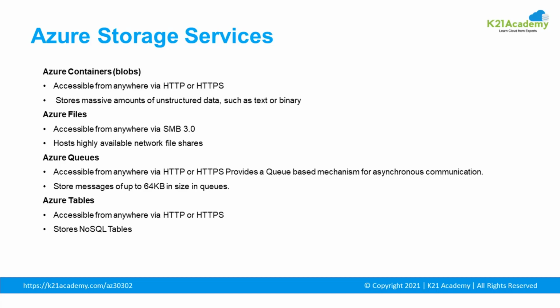Alright, so to talk about queue storage, the queue service is used to store and retrieve messages. Queue messages can be up to 64 KB in size, and a queue can contain millions of messages. Queues are generally used to store a list of messages and can be processed asynchronously.